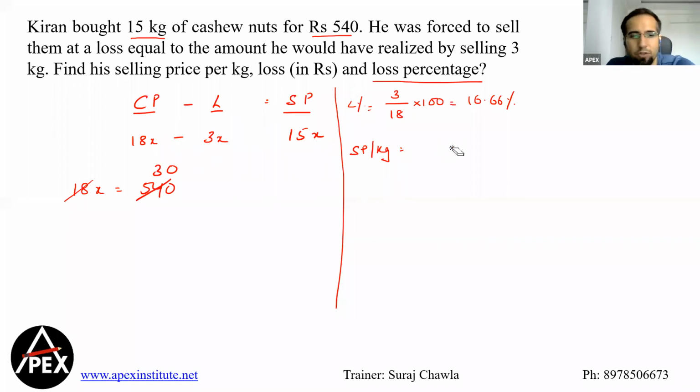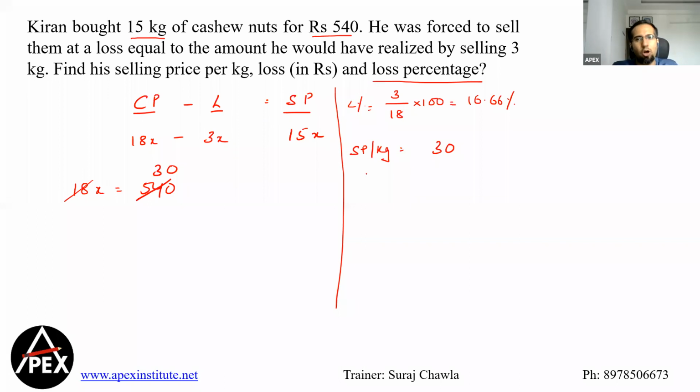Total selling price is equal to 450. So selling price per kg is equal to 30 rupees. Is this point clear, guys? Quick responses, please. That is the value of x.